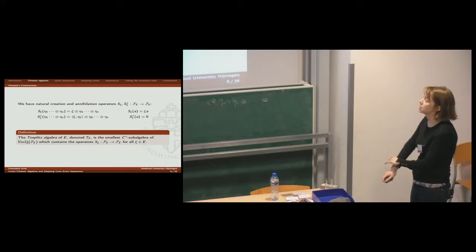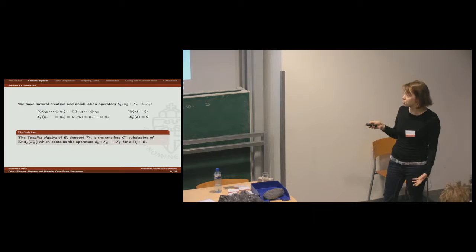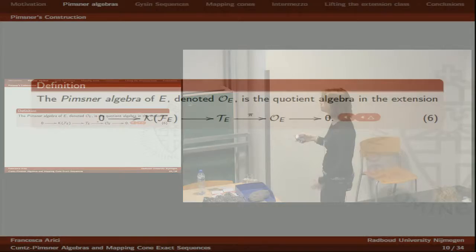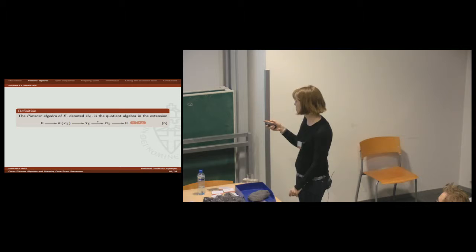Because it's a generalization of the construction of the classical Toeplitz algebra. Likewise, this algebra also fits into an extension by compacts. So the analogy is pretty clear. We will define the Pimsner algebra of the correspondence E to be the quotient algebra that appears in this exact sequence. So you see it's really the analog of the Toeplitz extension.